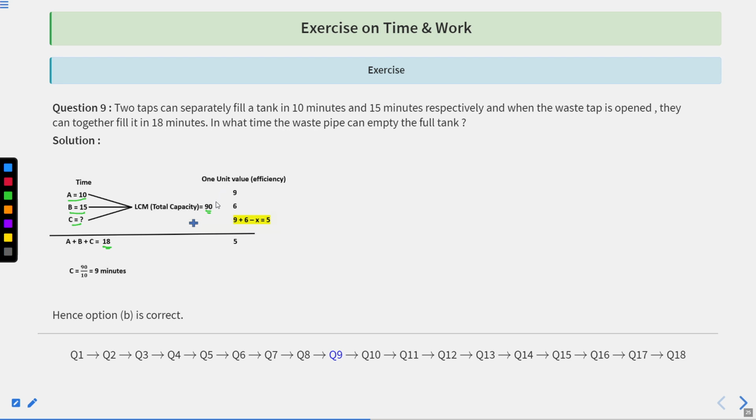So the efficiency of A is 9, efficiency of B is 6, and the combined efficiency is 5, 90 upon 18. So it will be 9 plus 6 minus x equal to 5. So that gives us, you have to simplify this. Okay. So it will give you 10. So the time taken by the pipe to empty the water will be 90 upon 10, that is 9 minutes.